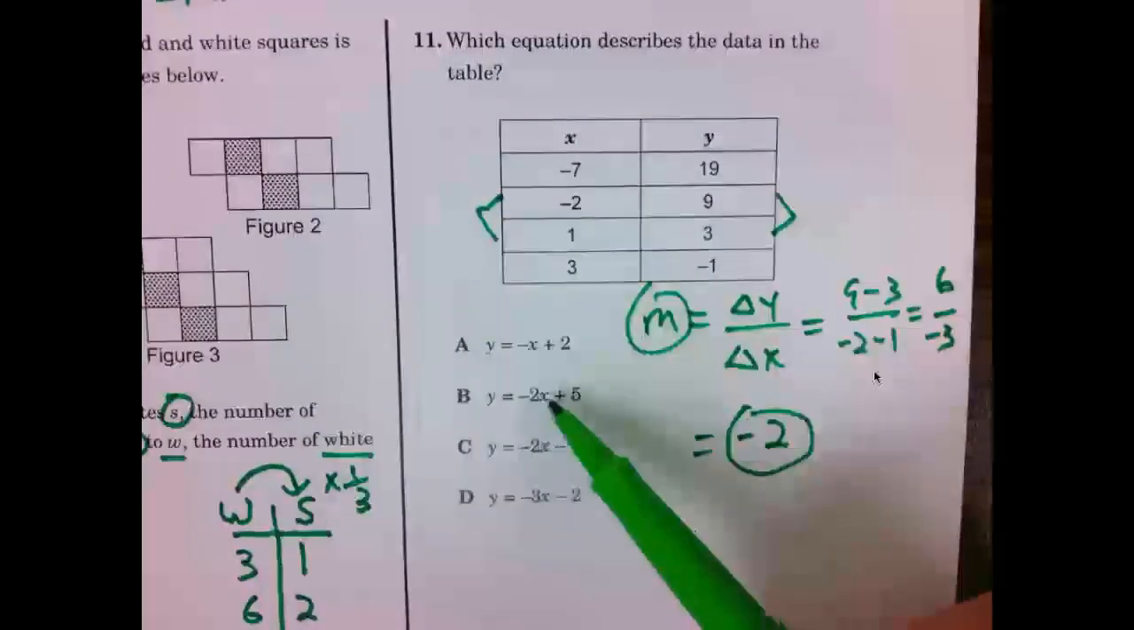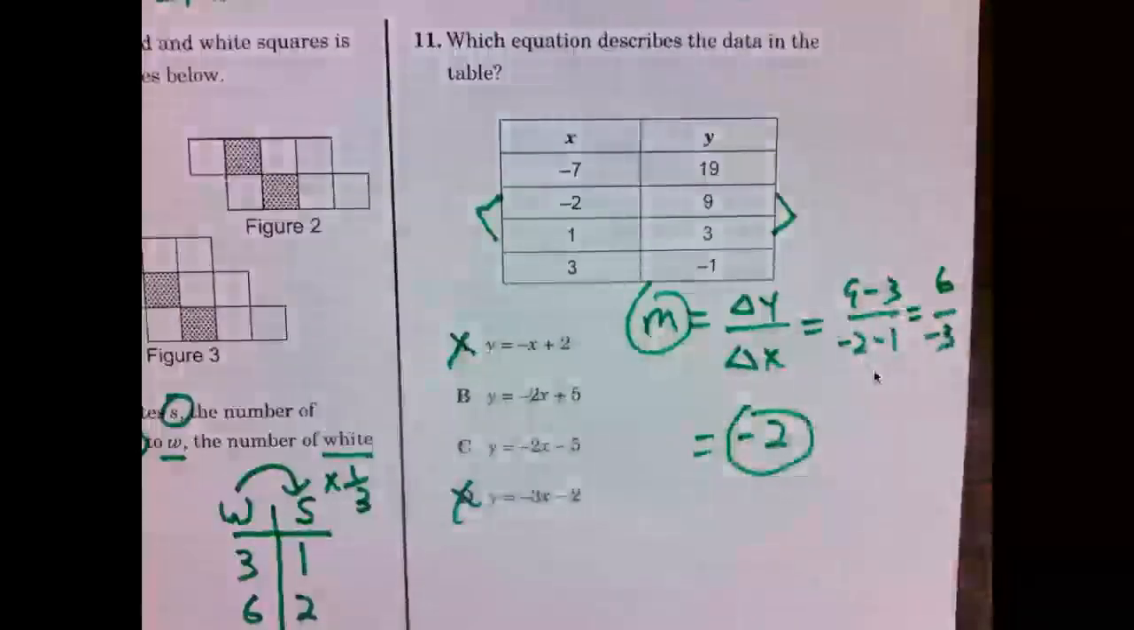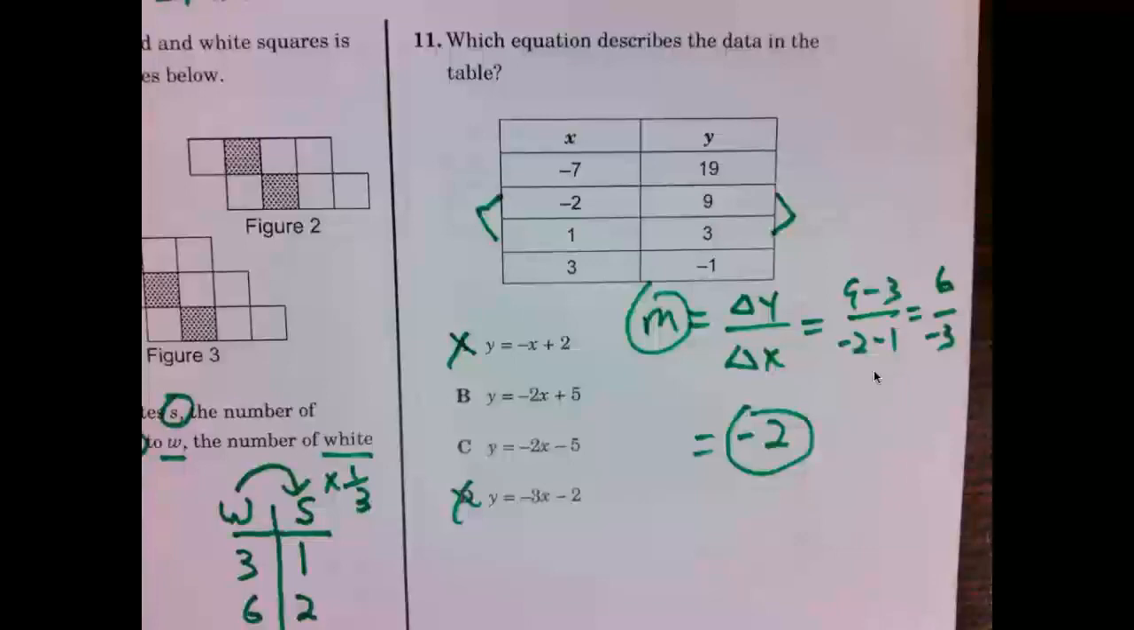Slope is the coefficient of x. Both b and c have that. It won't be a or d. But now let's use the method that we learned today in class.